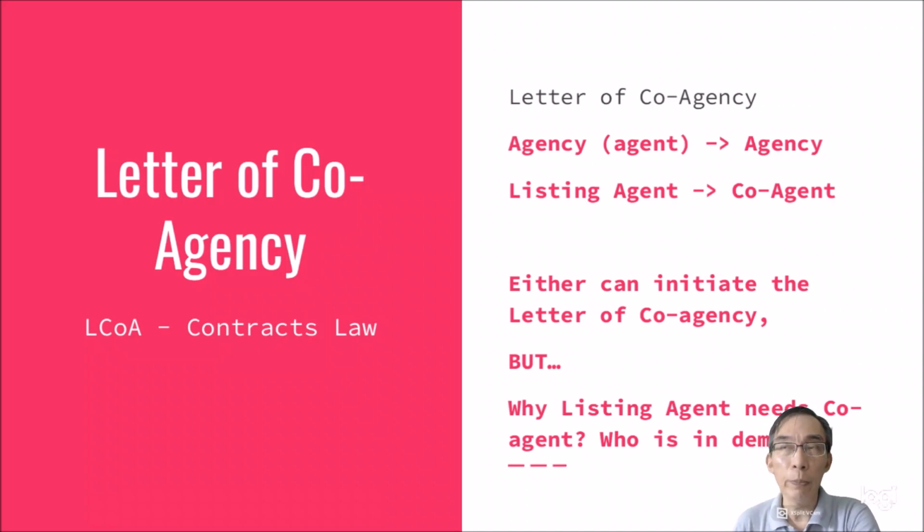So in such a weaker position, the usual scenario is the co-agent would want to initiate this deal. That means to ask for a commitment by issuing a letter to the listing agent, because the listing agent can do without this co-agency, whereas the co-agent cannot do without this property, because he has got a buyer who is interested in such a property, and that property currently is an exclusive or a sole agency by the listing agent. So therefore, in such a weaker position, usually the co-agent would initiate the letter of co-agency to be signed by the listing agent.